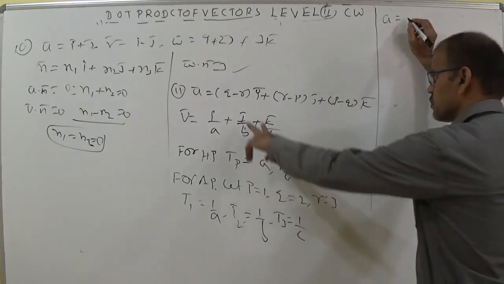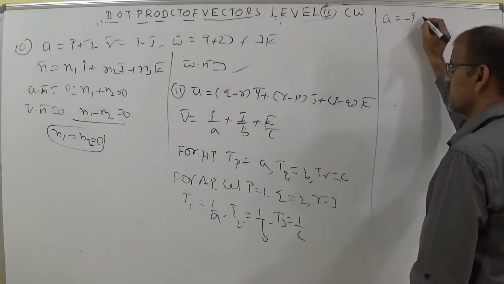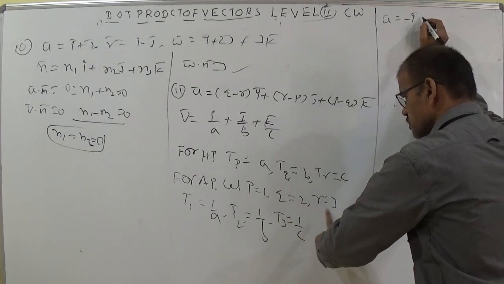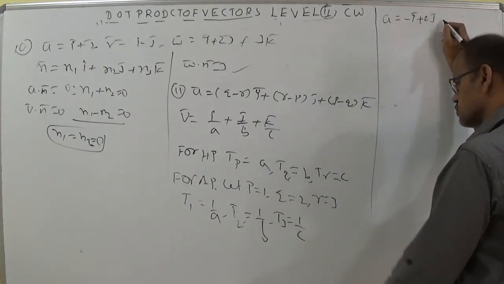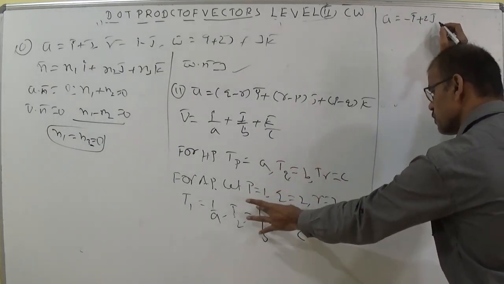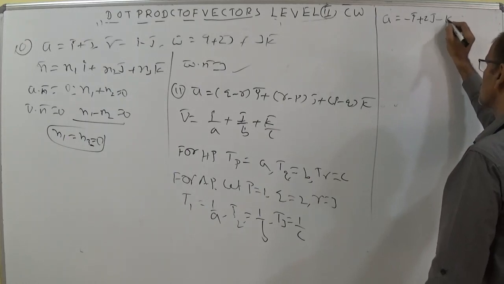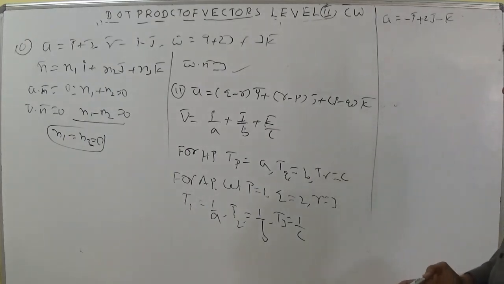What is the value of Q minus R here? Q means 2, 2 minus 3, it becomes minus I bar. R minus P, 3 minus 2, 3 minus 1, it becomes 2J. Next, R minus P completed, P minus Q, 1 minus 2, minus K. U bar we got minus I plus 2J minus K.